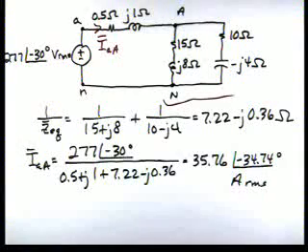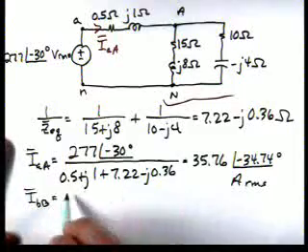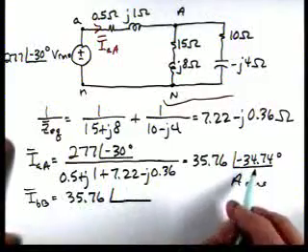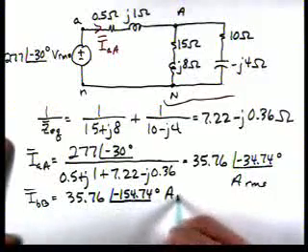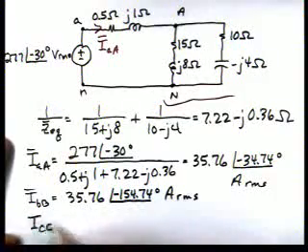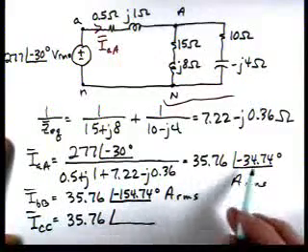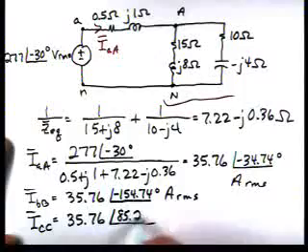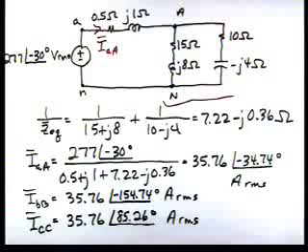Now we have the line current, and it's very easy to calculate the line current in the B phase, because it'll have the same magnitude. It'll just lag this one by 120 degrees, so its angle will be minus 154.74. Then the line current in the C phase, since it's a balanced system, will be 35.76. It'll lead this one by 120, so it'll be 85.26 degrees amps RMS. So there are the line currents.